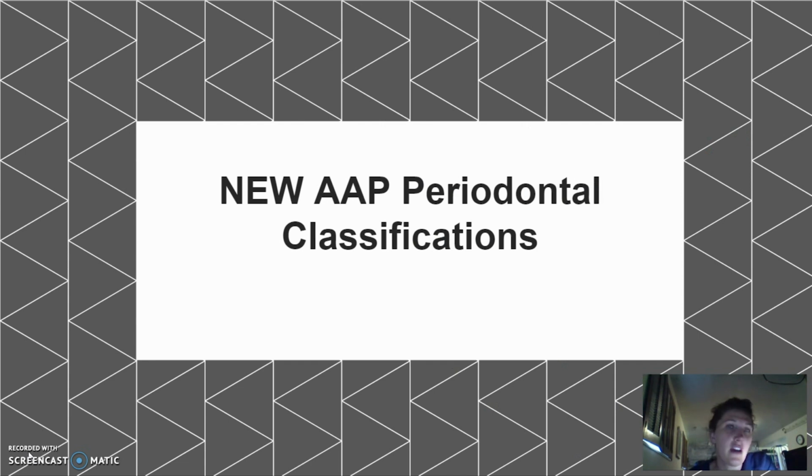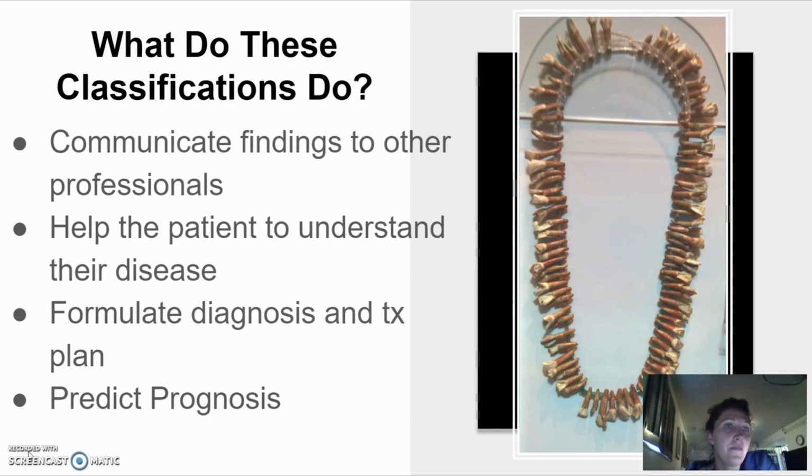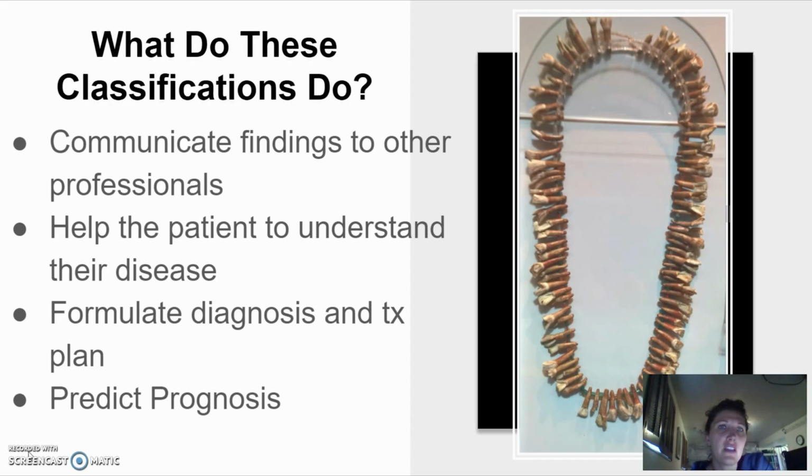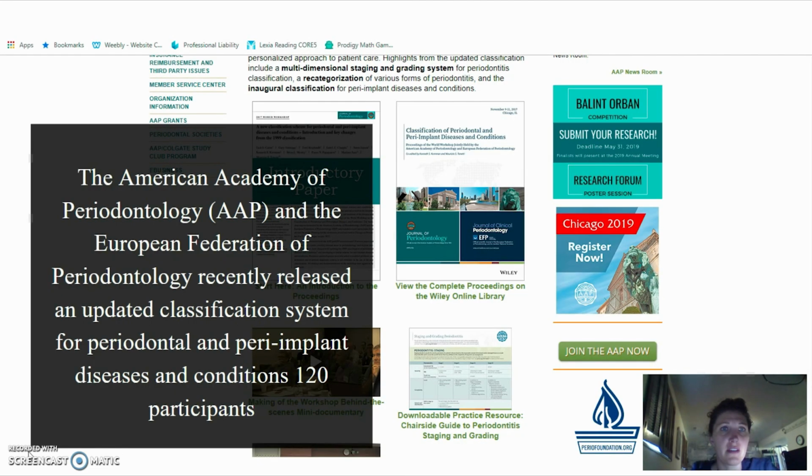And today I wanted to talk to you a little bit about the new AAP periodontal classifications. In 2017, they met and they came up with these new classifications. And what do the AAP classifications do, before we talk about the changes? They help us communicate findings to other professionals, for example, if we need to give a referral. They help the patient understand their disease, and they formulate a diagnosis and treatment plan. And they also help us predict prognosis.